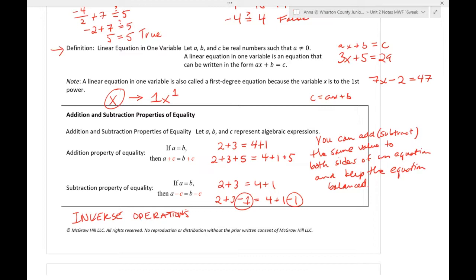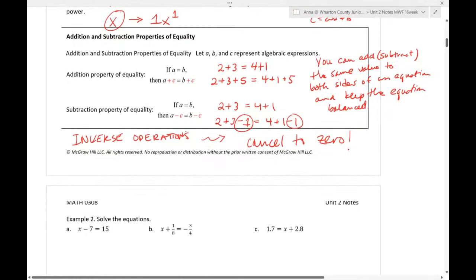Okay, meaning that they can undo each other. It's essentially like when we saw that if I take two opposites and add them together, we get 0. So these inverse operations for addition and subtraction will always cancel to 0. That is what we were looking for. We want all addition and subtraction that happens to a variable to cancel to 0, so that we get our variable by itself. So that's kind of the name of the game.